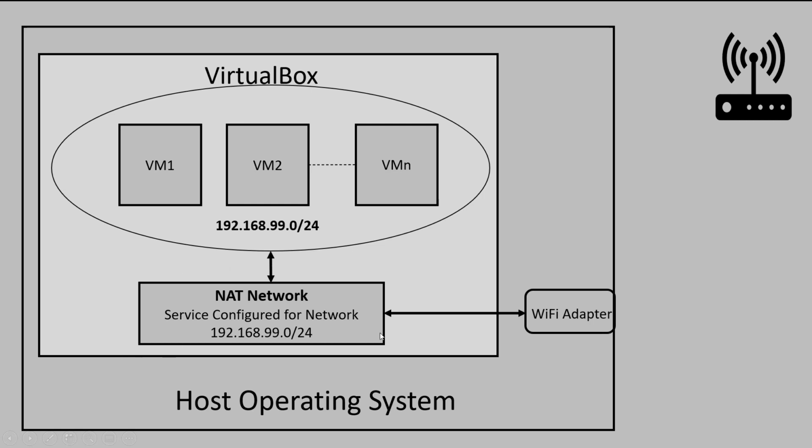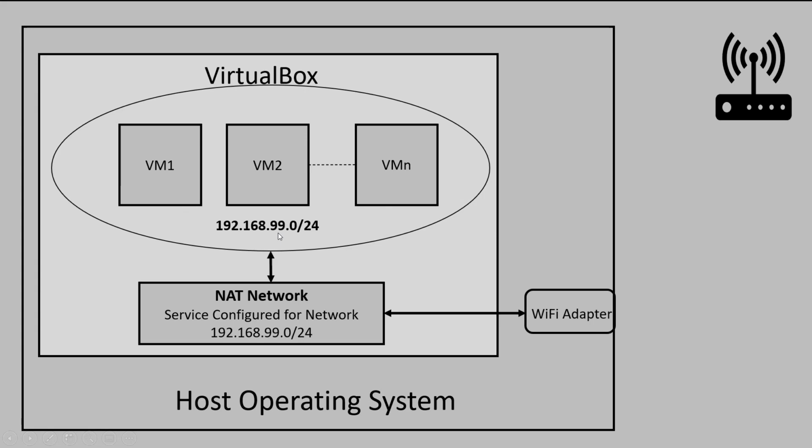of VirtualBox. Here the outer rectangle represents the host operating system, and we have VirtualBox installed on the host operating system. In my case, I am using Windows 10 as the host operating system. These are the VMs created using the VirtualBox hypervisor. Now suppose we need to configure all these VMs to use this subnet. I will use this subnet for the demo. You can use any subnet according to your requirements.